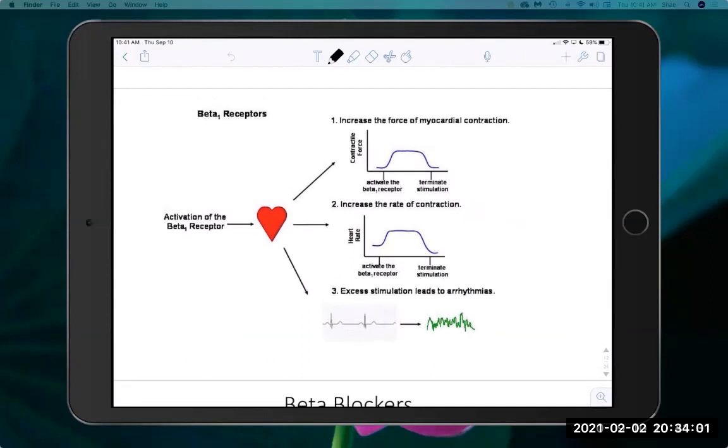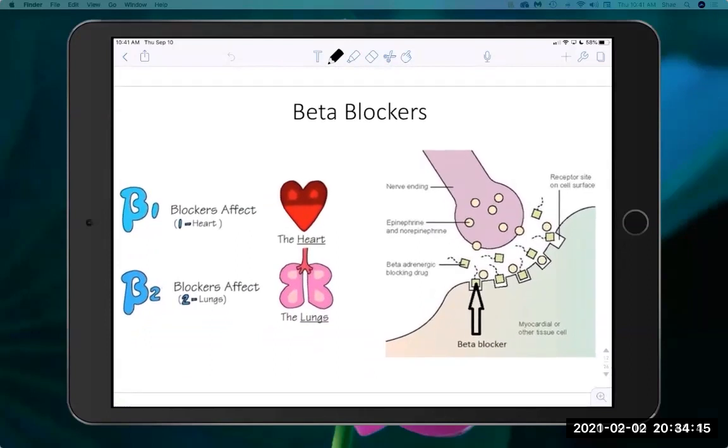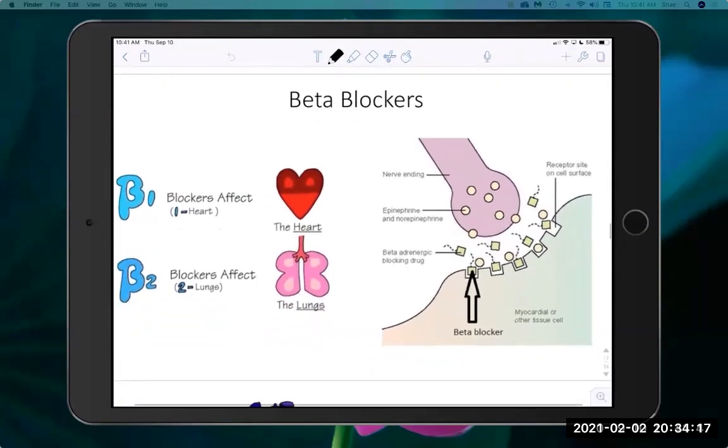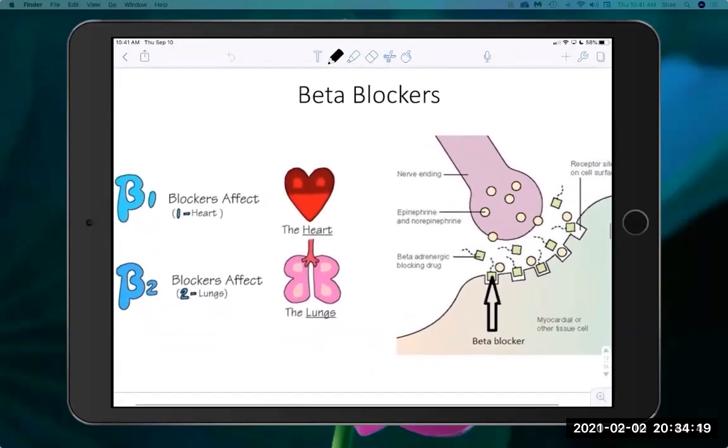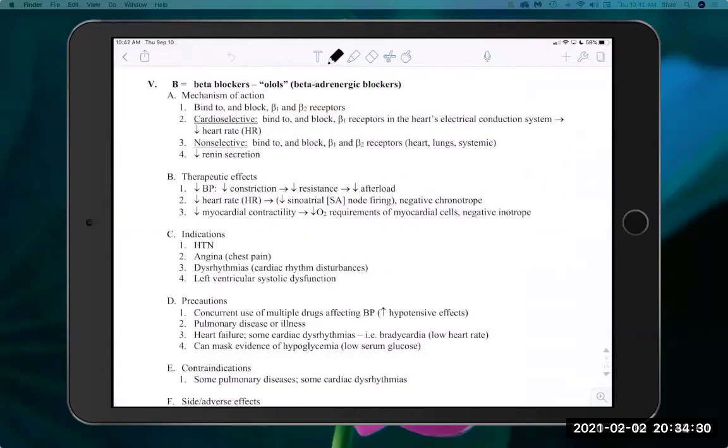We have different types of beta adrenergic blockers, and some of them are what's called cardioselective, and some of them are non-selective. This is a really good picture too that will help you remember: beta 1 affects the heart, beta 2 affects the lungs. I would always think of this picture in my head whenever I'm trying to differentiate these. Okay, so back to what I was saying, cardioselective.